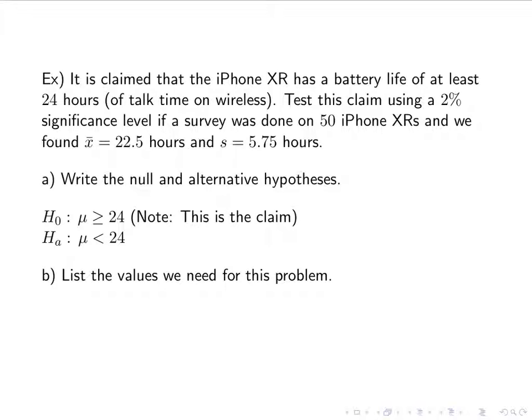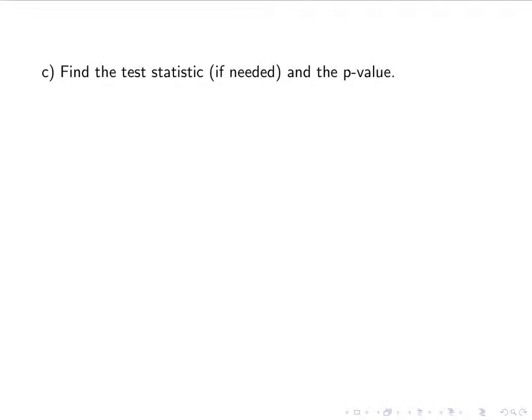And then we list the values we need. So X bar is 22.5, S is 5.75, N is 50, degrees of freedom is 49 because we're given S, which means we need to use the student t distribution, and alpha is 0.02. Find the test statistic if needed and the p-value.